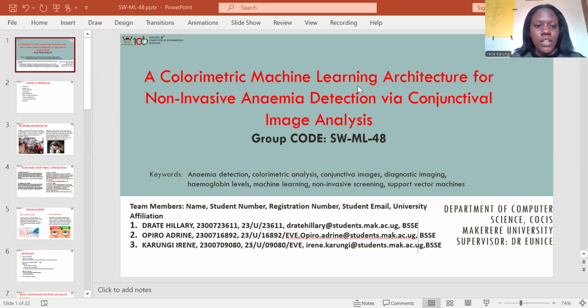So our project is the plurimetric machine learning architecture for non-invasive anemia detection through conjunctival image analysis. Our project focuses on developing a non-invasive method for detecting anemia using machine learning and conjunctival image analysis. Instead of relying on blood samples, we use images of the inner eyelid to estimate signs of low hemoglobin levels.